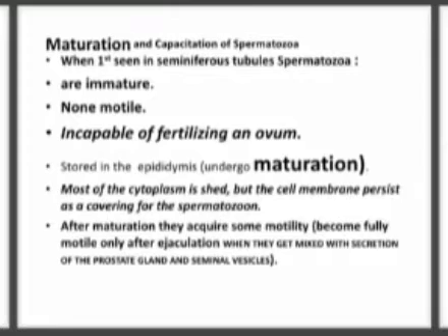In epididymis, they undergo maturation. Most of the cytoplasm is shed, but the cell membrane persists as a covering for the spermatozoon. After maturation, they acquire some motility, become fully motile only after ejaculation, when they get mixed with secretions of the prostate gland and the seminal vesicle.